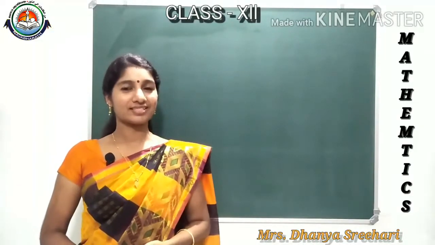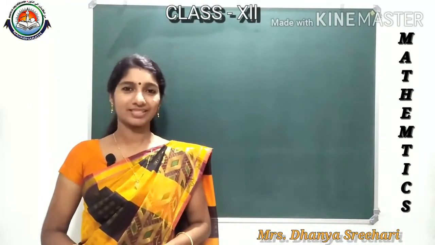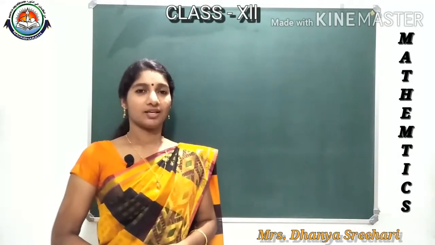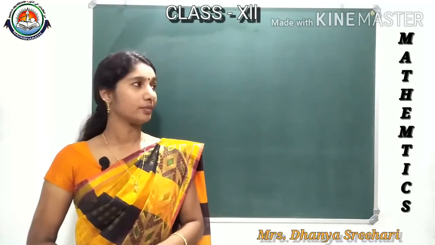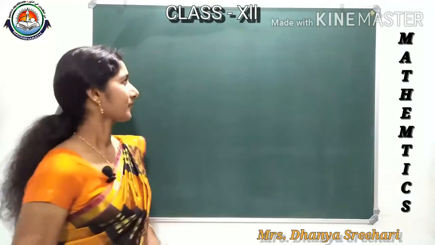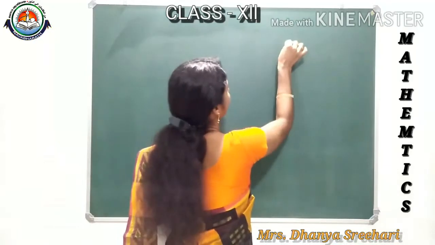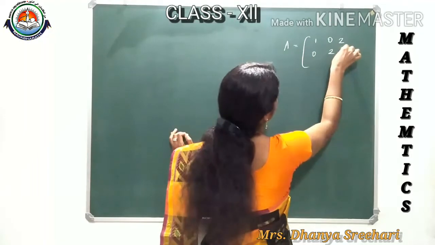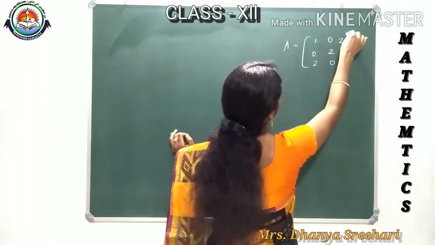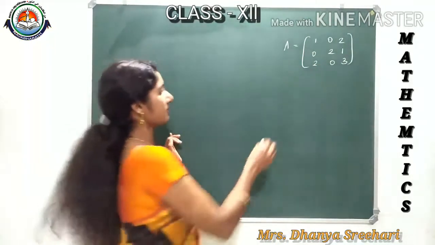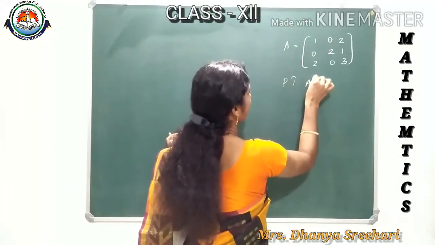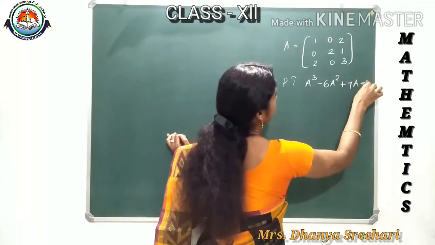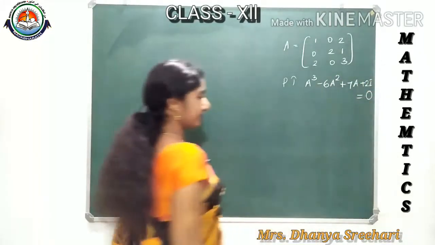In last class we were discussing matrix multiplication, isn't it? So I think you understood how to do matrix multiplication. Today we can do one problem based on that. One matrix is given, matrix A is equal to [1 0 2; 0 2 1; 2 0 3]. And the question is, prove that A cube minus 6A square plus 7A plus 2I is equal to O.